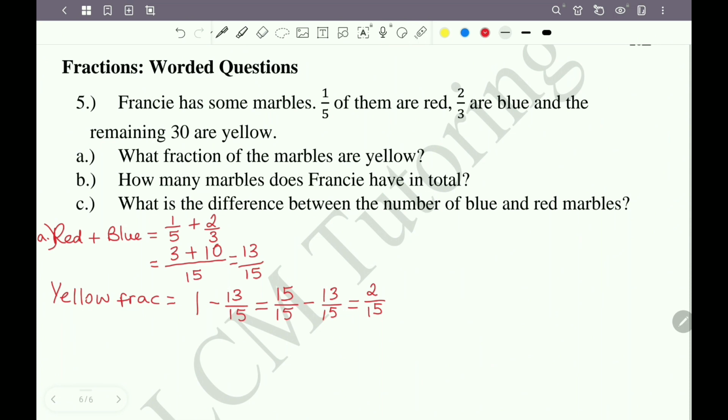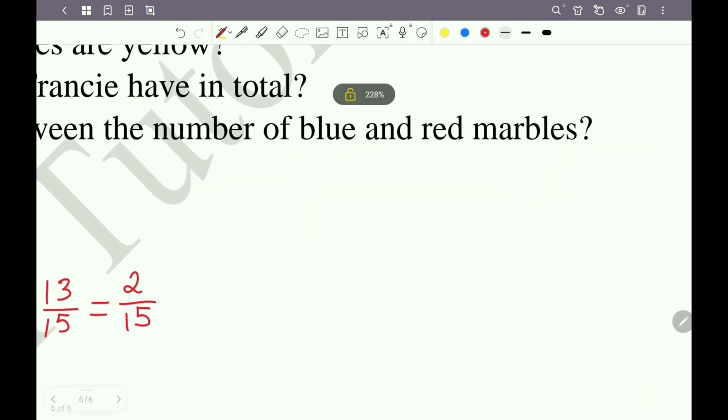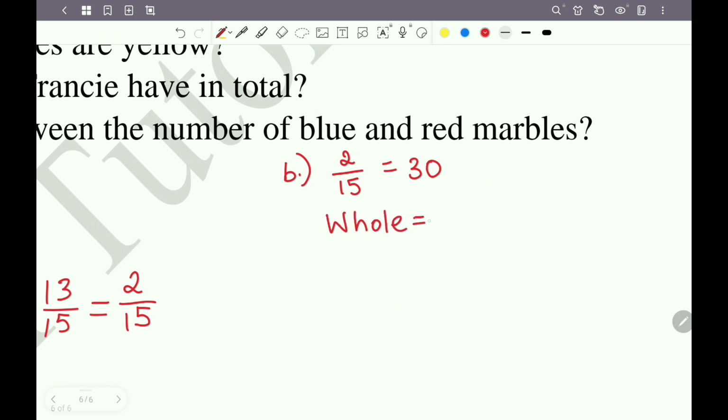So that's what part A asks. What fraction of the marbles are yellow? And that's 2/15. And the question actually gave us the number, right? 30 are yellow, so that's the numerical value of the yellow marbles. And the fraction, which we just found, is 2/15. So I'm going to do part B over here. That must mean that 2/15 is equal to 30. So for our whole, we're just going to take the quantity 30 over 1 and multiply by the reciprocal of 2/15, which is 15 over 2.